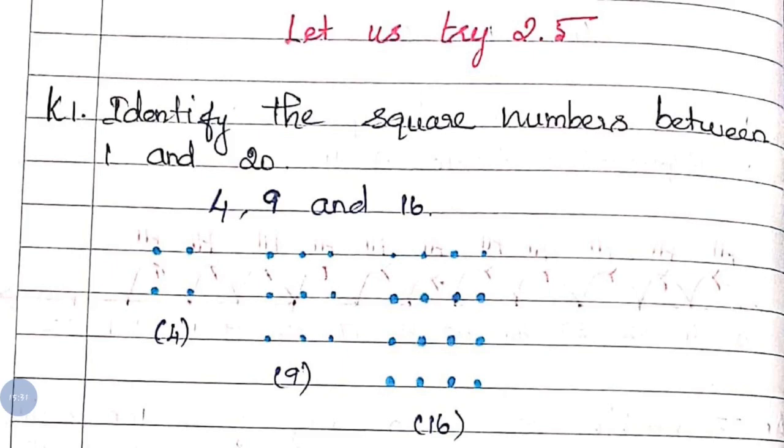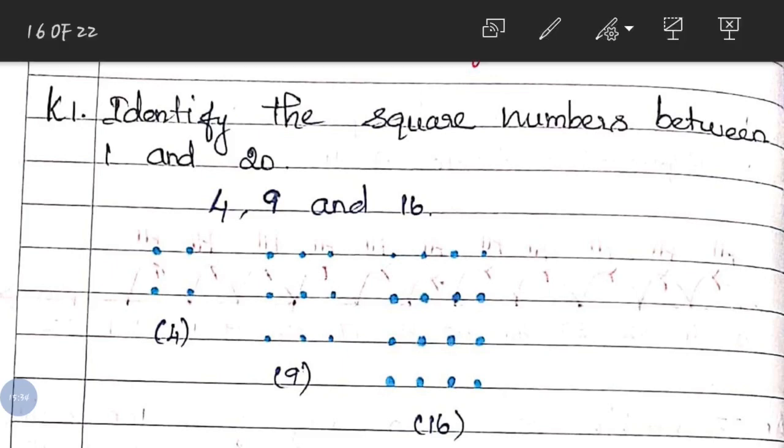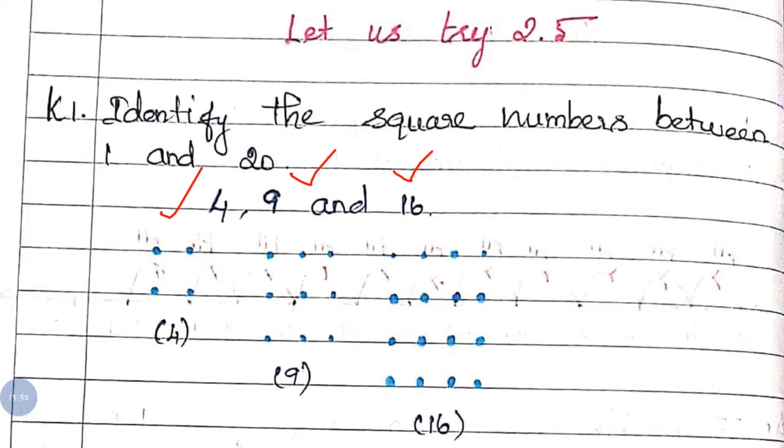Now we are going to start from 2. What is the value for 2 squared? 4. So 4 is a square number. So already we have written. Then 3 squared, it is 9. So 9 is also written. Then 4 squared, it is 16. That is also taken. Then 5 squared, it is 25. But the question is, identify the square numbers between 1 and 20. Only 20 is the last value. But we got 5 squared as 25. So 25 we cannot take. Okay. So we have to stop at 16. So this 4, 9 and 16 you have to represent as squares.